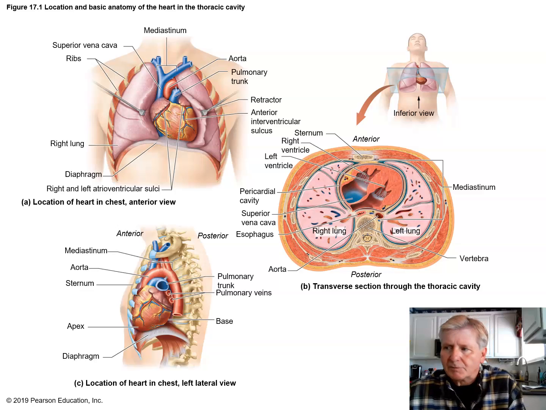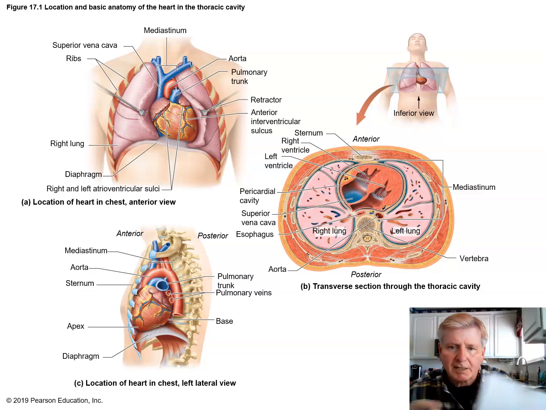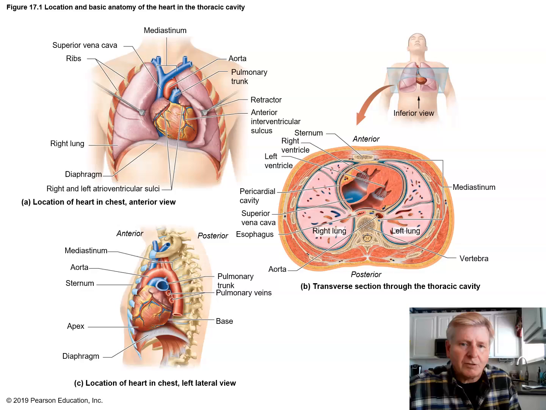So looking at the second slide that's in your field of view, you can see the mediastinum, which is where the heart's located in the thoracic cavity. Notice the heart rests upon the diaphragm, this huge muscular organ that separates your abdominal cavity from your thoracic cavity. 70% of your respiratory movement is provided by this flat muscle, the diaphragm.